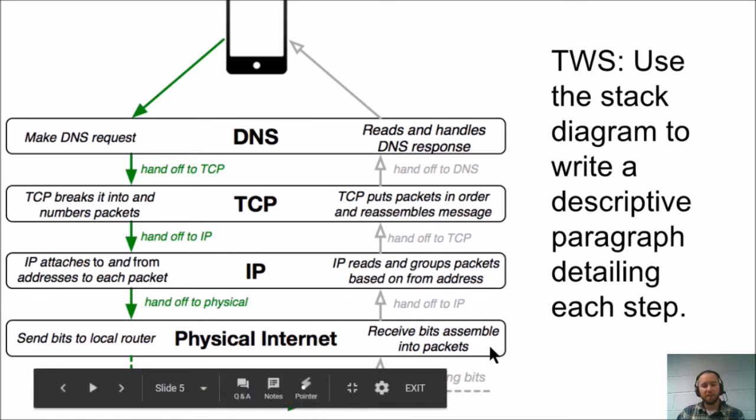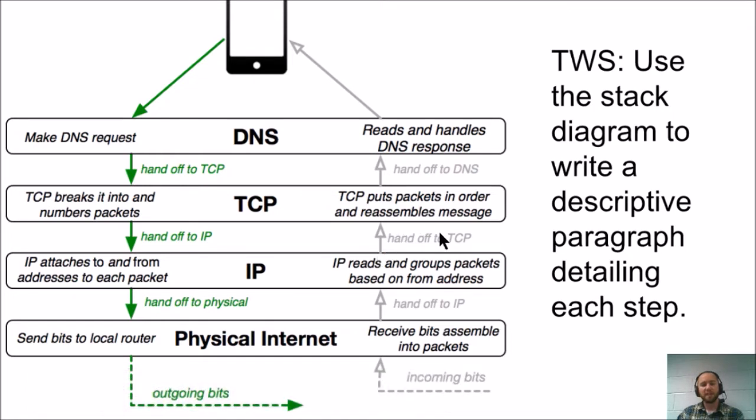So receive bits, assemble into packets, hand off to the IP. The IP reads and groups packets based on the to and from addresses. Then it gets handed off to the TCP software, okay? So TCP puts packets in order and reassembles a message. And then there's a handoff to the DNS. It reads and handles the DNS response, okay? So once that response is handled, here we go.